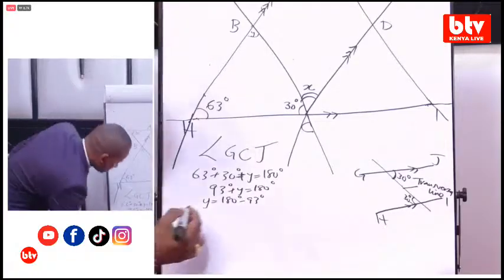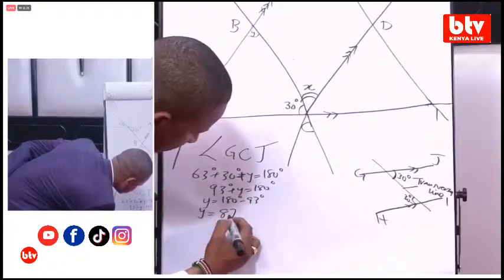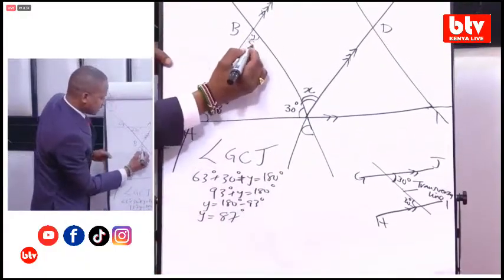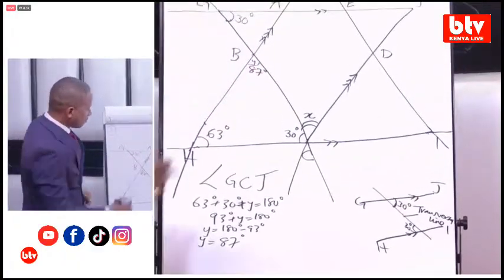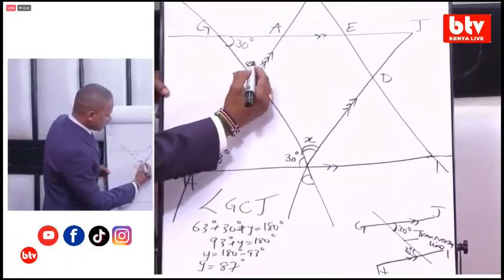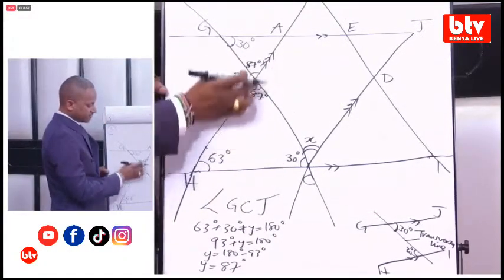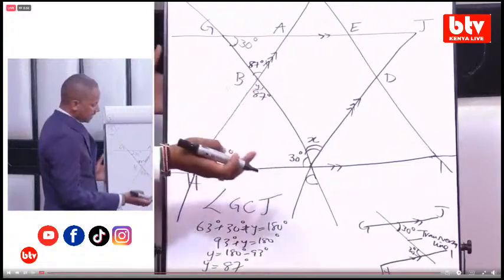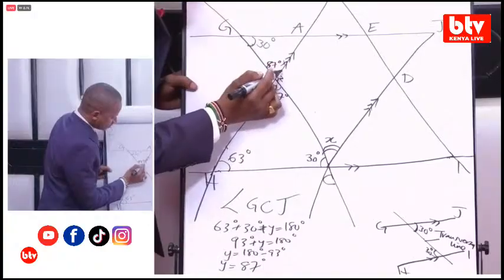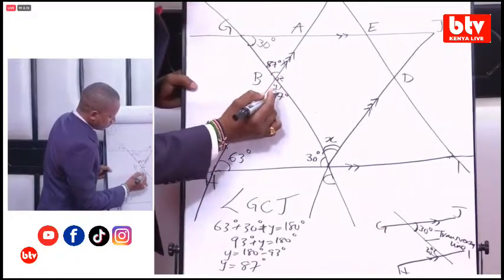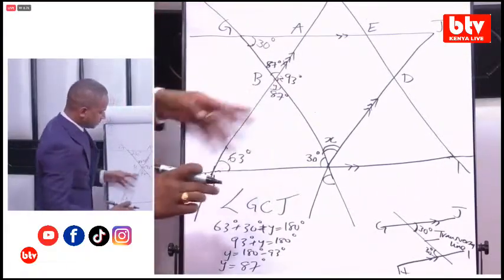Don't forget to write degrees. So angle Y equals 180 minus 93, that is 87 degrees. So this angle is 87 degrees. If this angle is 87 degrees, this angle is also 87 degrees. What reason do you give? They are vertically opposite angles. Then again, you can get this angle Z, because angles in a straight line add up to 180 degrees. So angle Z is 180 minus 87 degrees, which is 93 degrees.